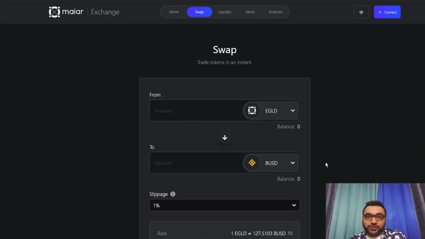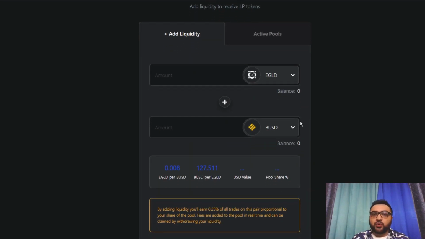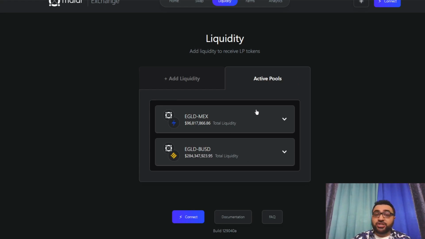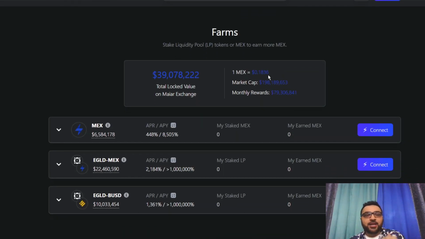Okay, moving over to liquidity, you can come in here and add liquidity, and then you're going to receive LP tokens, for example, EGLD MEX and EGLD BUSD, which are currently two liquidity pairs. Once you add liquidity, you will receive the LP tokens, which you can bring over to the farms and then add in, for example, these two liquidity pairs. You can add them in and you can earn APY on them. Again, anything here is not accurate. It's just a placeholder to tell you the details, like this is how it's going to look.